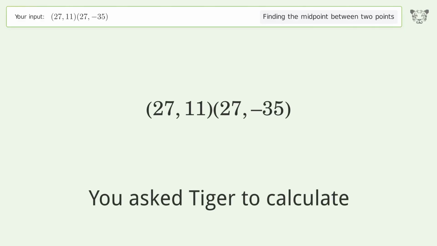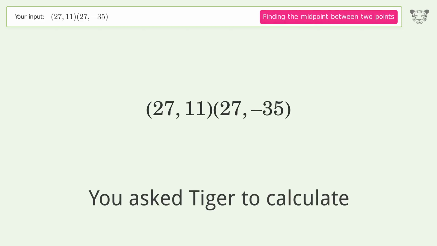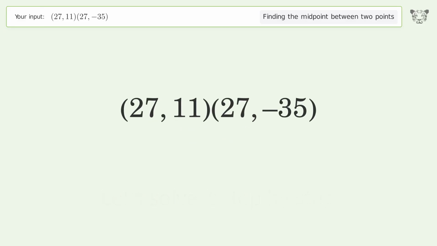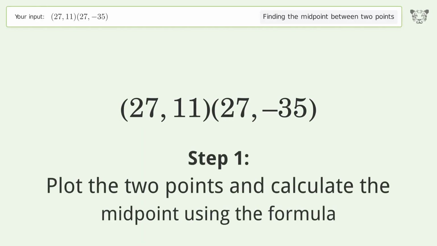You ask Tiger to calculate. This deals with finding the midpoint between 2 points. The midpoint between the 2 points is 27, negative 12. Let's solve it step by step. Plot the 2 points and calculate the midpoint using the formula.